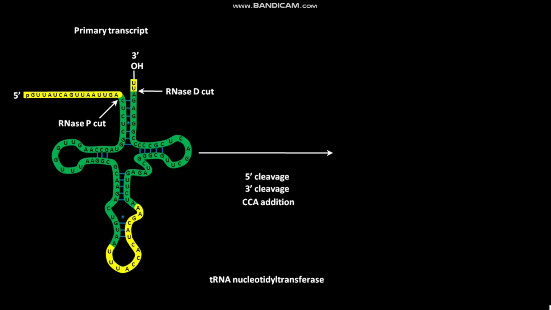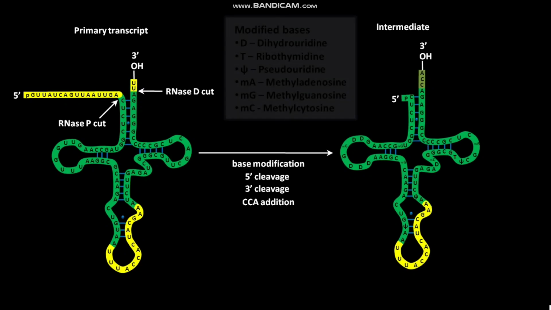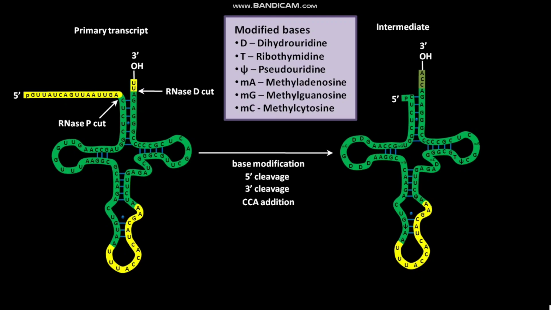the primary transcript. While the 5' end and 3' end are being processed, specific bases in the rest of the primary transcript are modified. After these steps, an intermediate is formed. This intermediate contains modified bases like dihydrouridine, ribothymidine, pseudouridine, methyladenosine, methylguanosine, and methylcytosine. This is the added 3' terminal trinucleotide CCA.